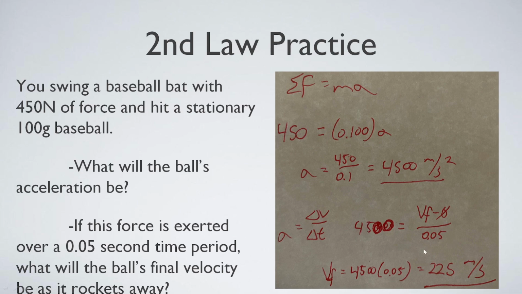To solve for VF, we'll multiply both sides by 0.05. So we get 4,500 times 0.05 equals a final velocity of 225 meters per second, which is still a lot. That's about 2/3 the speed of sound. So, this is far and above what any actual baseball player could reasonably do, by themselves with normal human muscles.